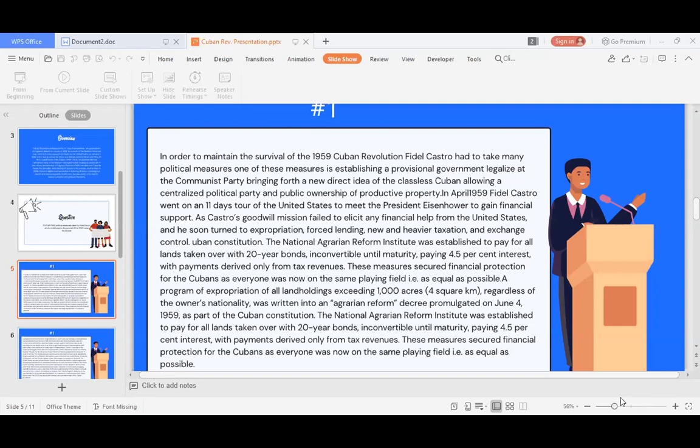The National Agrarian Reform Institute was established to pay for all lands taken over with 20-year bonds, inconvertible until maturity, paying 4.5% interest with payments derived only from tax returns. These measures secured financial protection for the Cubans as everyone was now on the same playing field, as equal as possible.